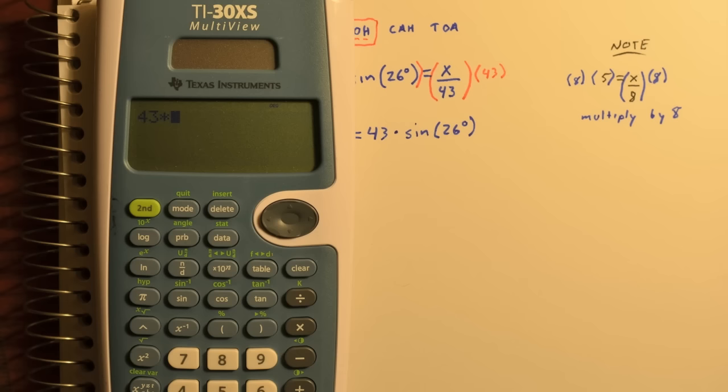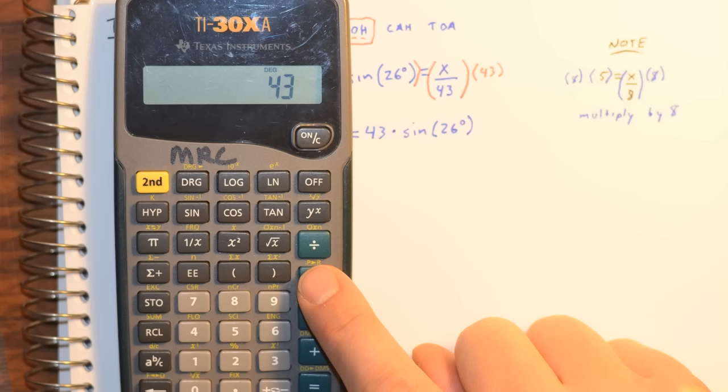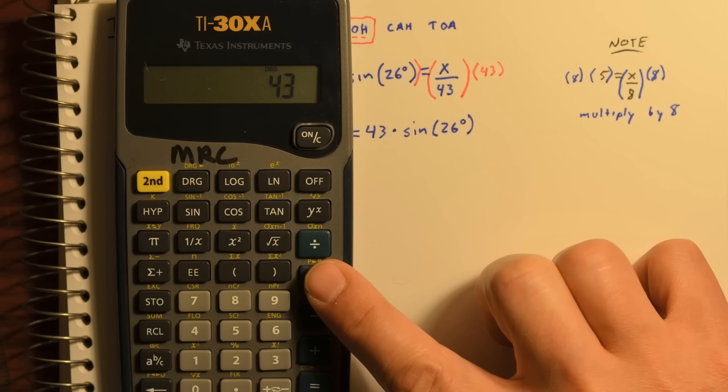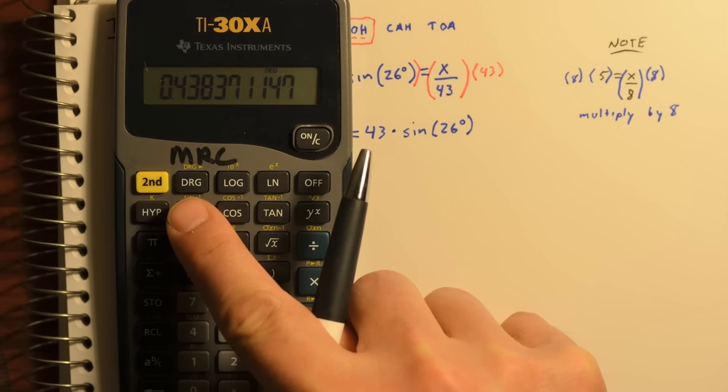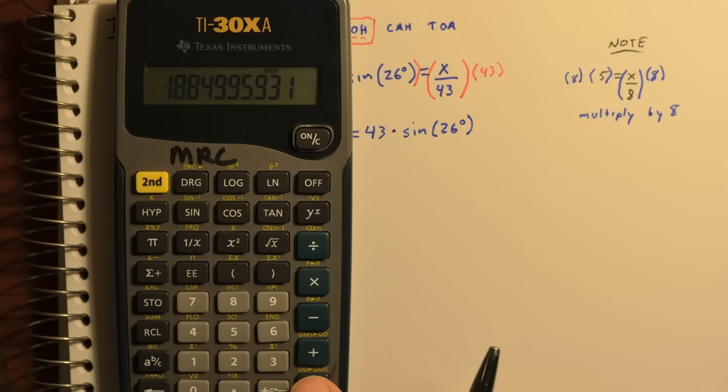43 times the sine of 26 should give us 18.85. If instead you have a calculator that is like this one, you'll have to type in 43 and then hit the multiply button, times, and then type in 26 first, then tap sine, then tap equals 18.85.